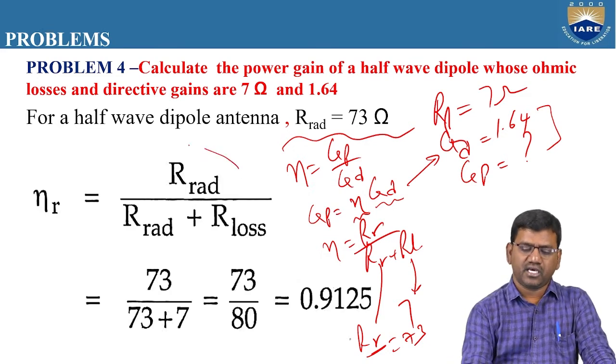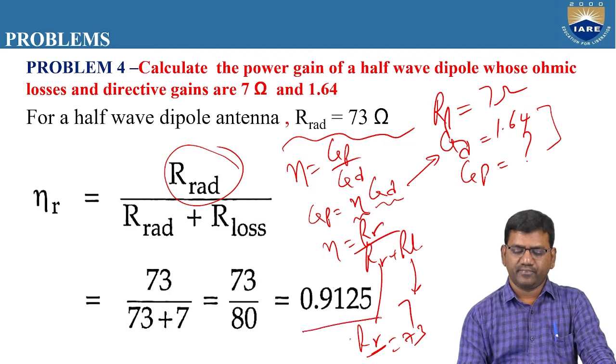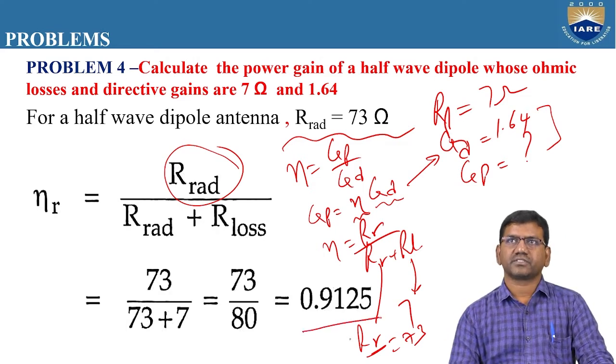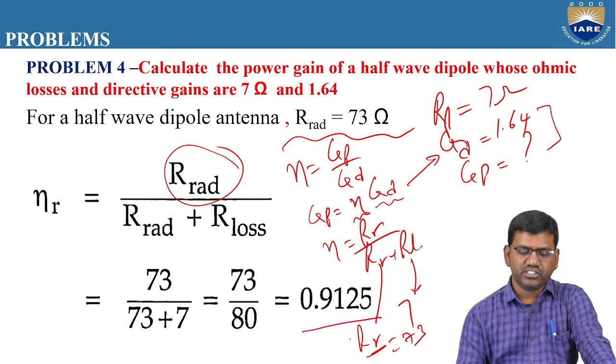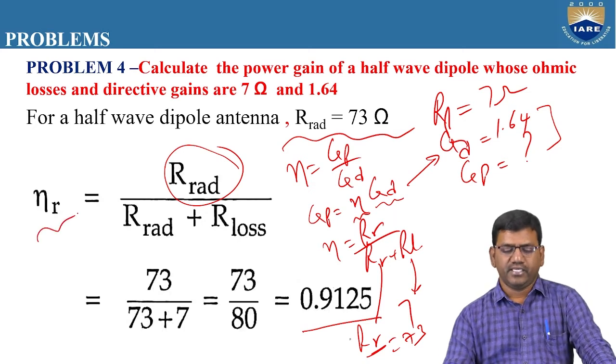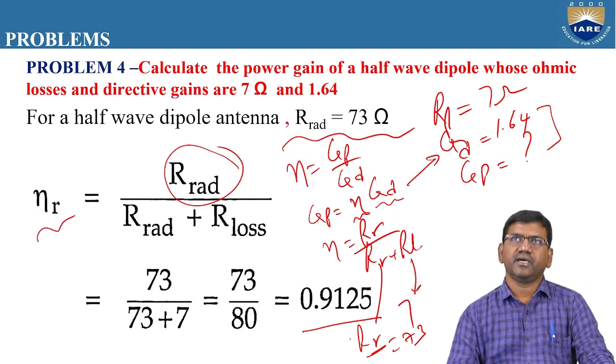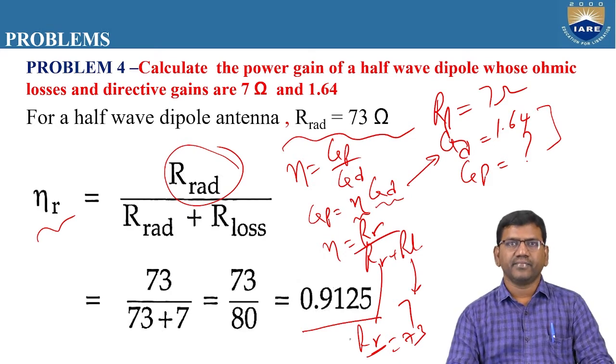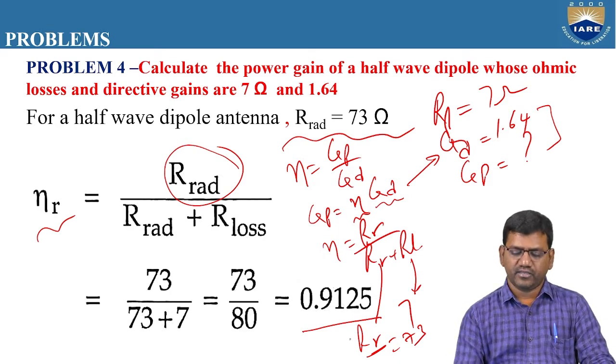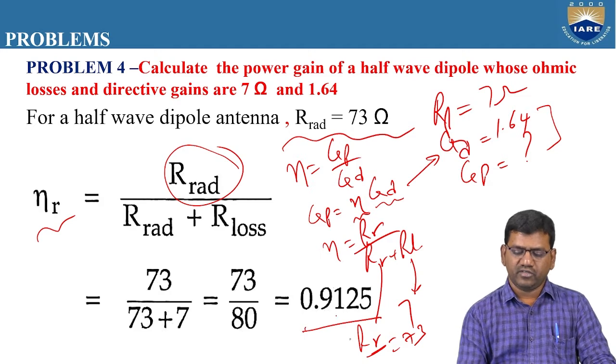If you substitute RR is equal to 73 ohms, eta is equal to 73 by 73 plus 7, which is 73 by 80, equal to 0.9125. So we got the eta value.